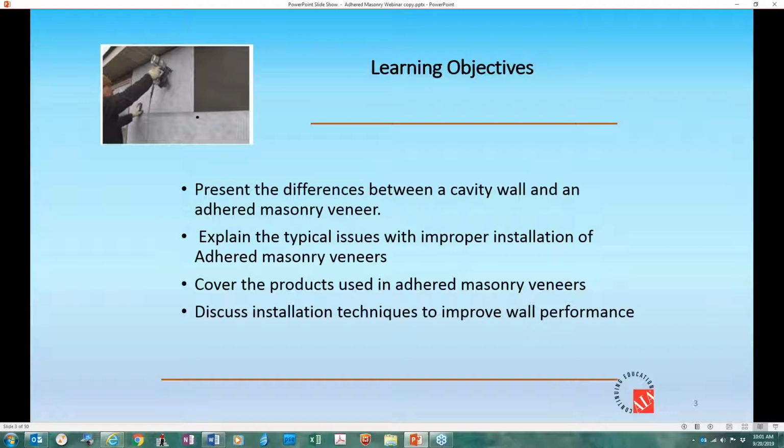We're going to also discuss some typical issues with poor installation. We're going to cover some products, little details on the products that are important as an installer, and we're going to also talk about a few things that have been lessons learned over the years.